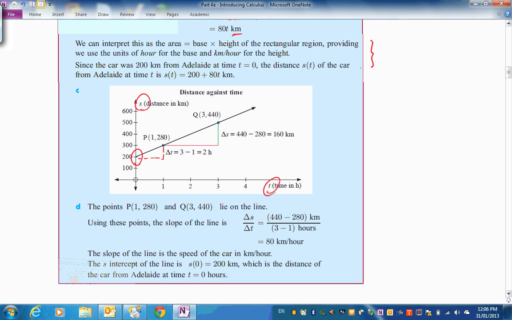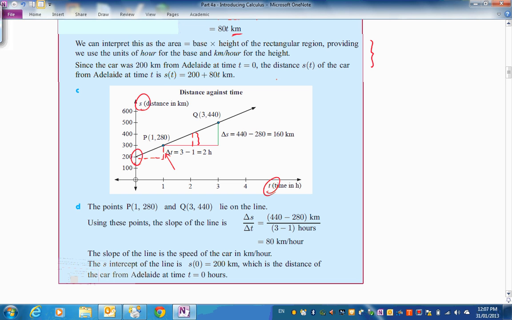Why is it a straight line? Well, of course, it's a constant speed. So what that means is every time we move 1 hour's worth, it's going to go up 80 kilometres. So here in the next hour, this step up is going to be the same. And in the next hour, the step up is going to be the same.